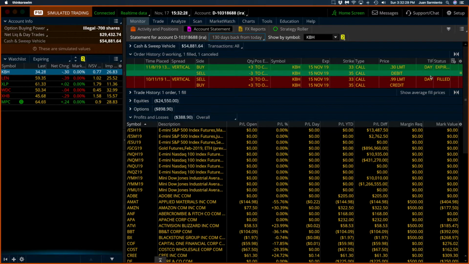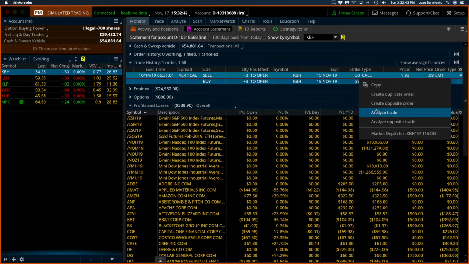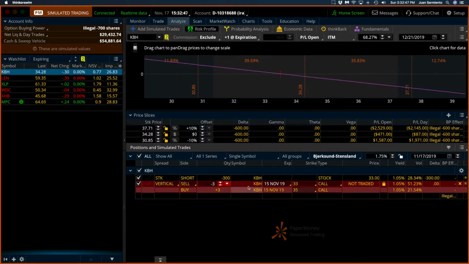And then it says here, order history. Let's change that to trade history so we know what we did. And we set a short vertical call spread. And let's do the analyze trade. Okay. Now you can see that the 300 shares were assigned because I had 33 calls short expiring last Friday. So we ended up with 300 shares short at the price of $33.